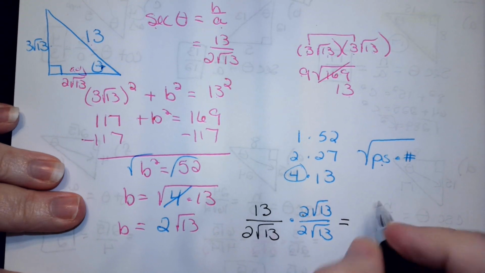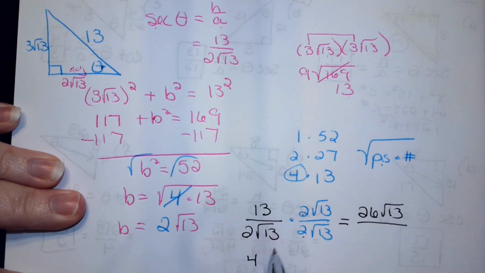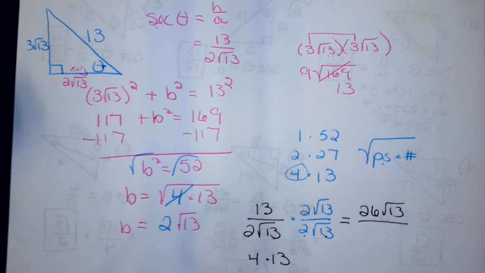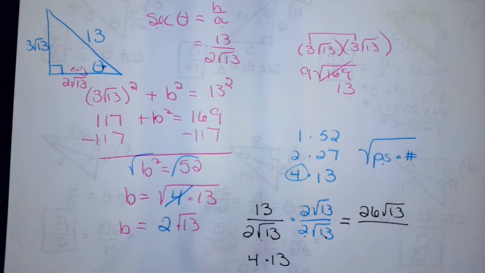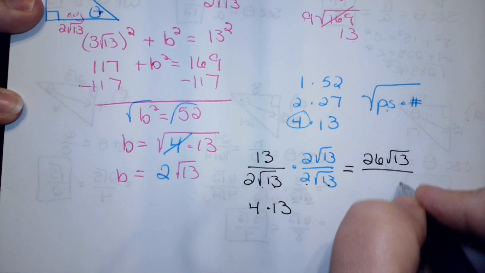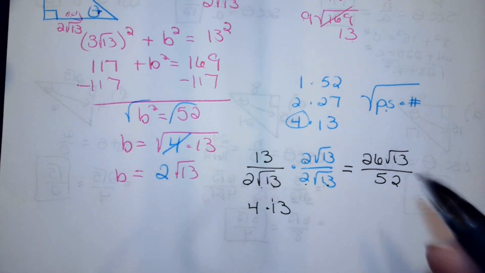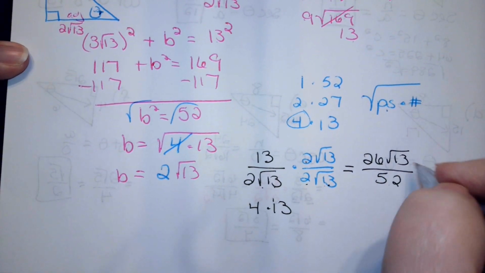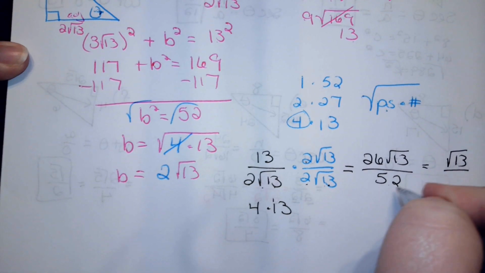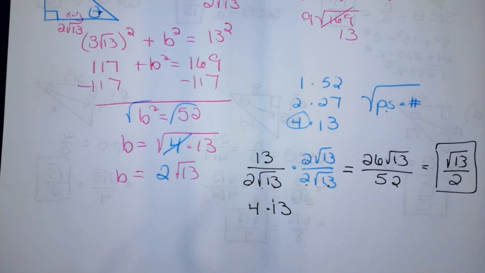All right. 13 times 2 is 26. 2 times 2 is 4. 13 times 13 is 169, but then the square root of 169 is 13. So basically when you square a square root, remember, the radical goes away. So let's see, 4 times 13, 4 times 3 is what, 12. So we get 26 over 52. And the GCF is going to be 26. 26 goes into 26 one time, so we'll get the square root of 13. 26 into 52 is 2. And finally, after all of that, we get square root of 13 over 2. That was a doozy, for sure.